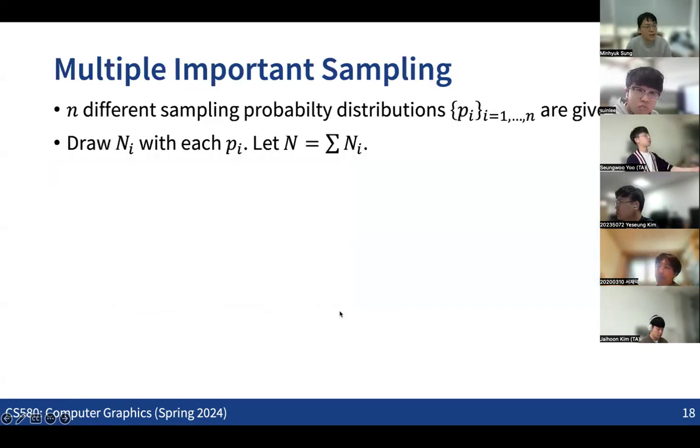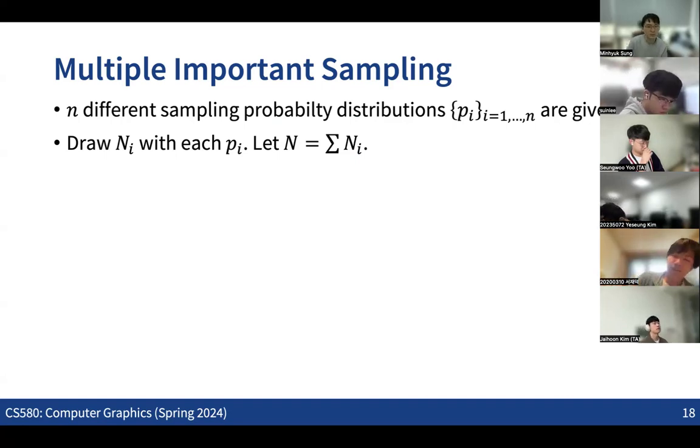So here, what we can think about is, let's assume we have n different sampling strategies, which means we have n different sampling probability density functions, denoted as p_i, and we are thinking of drawing n_i samples for each of the probability distributions.